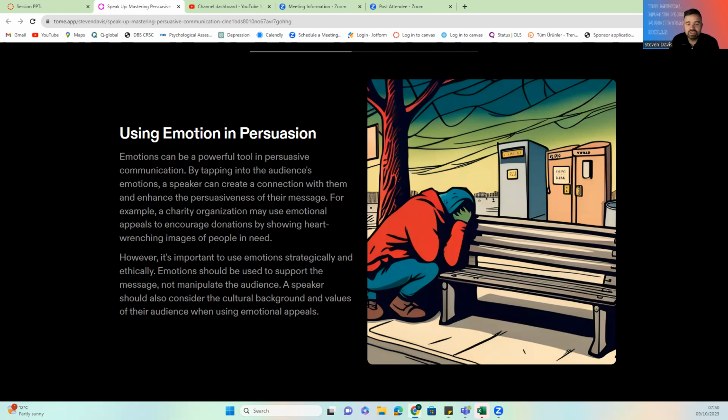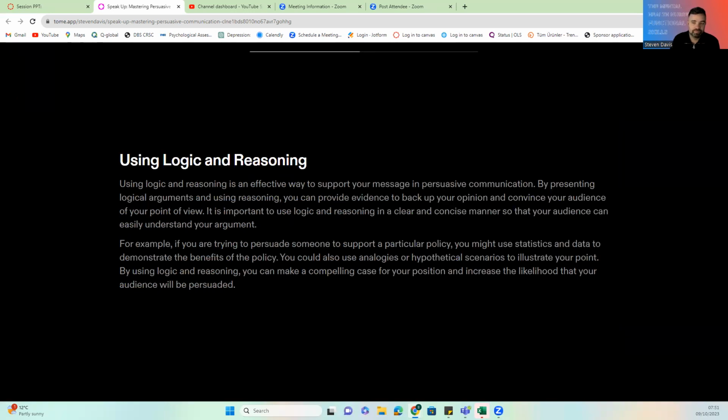However, it's important to use emotion strategically and ethically. Emotions should be used to support a message, not to manipulate the audience. A speaker should also consider the cultural backgrounds and values of the audience when using emotional appeals.